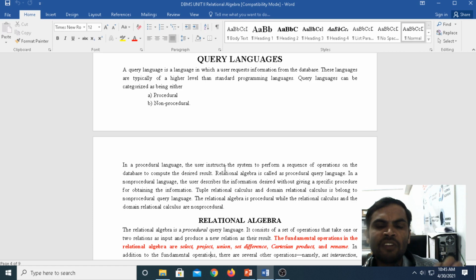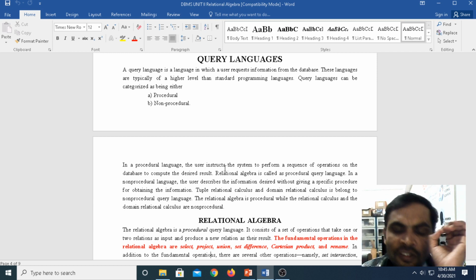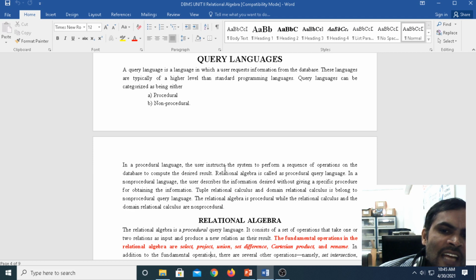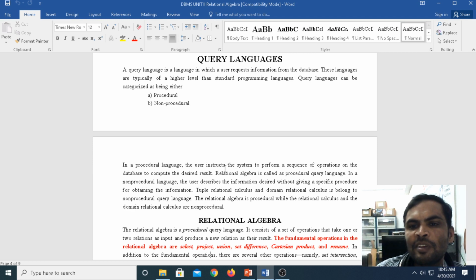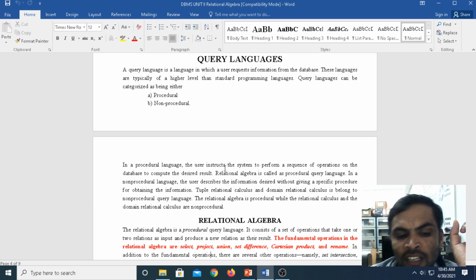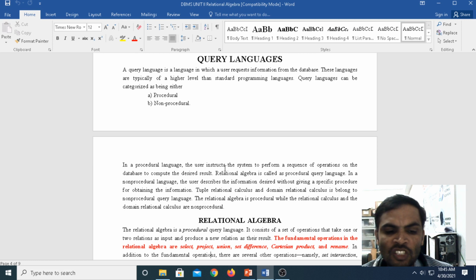Then coming to the projection operator. When you are using the projection operator, under the select statement you are projecting the columns. If you are using an asterisk, it means all the columns in the table will be retrieved from the table. At that time you can use the projection operation.